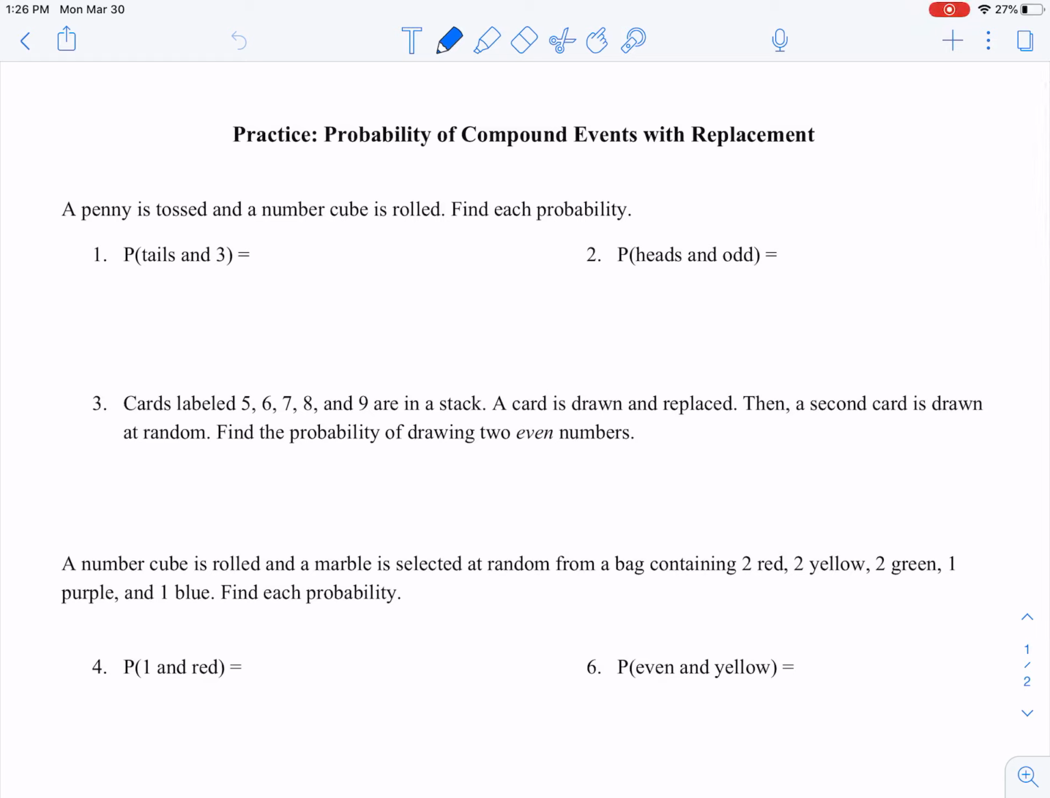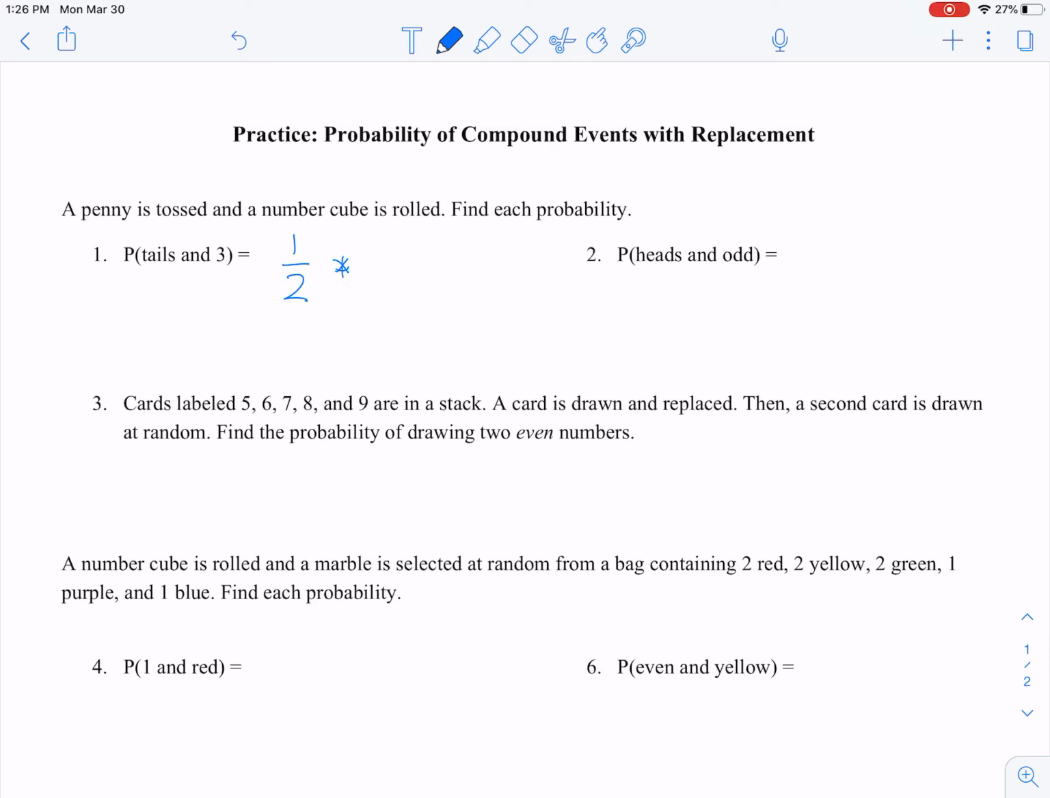Practice on probability of compound events with replacement. A penny is tossed and the number cube is rolled. Find each probability. Probability of getting tails and a 3. So remember that a penny has heads or tails, and out of the two options, tails would just be 1. So 1/2 would be the penny.